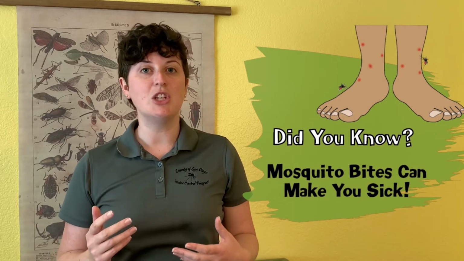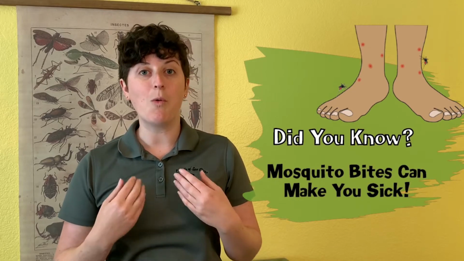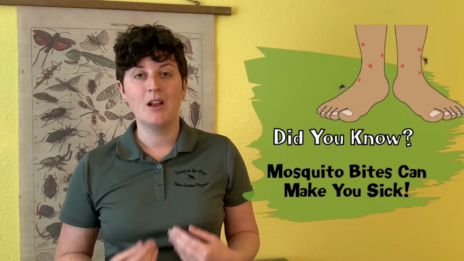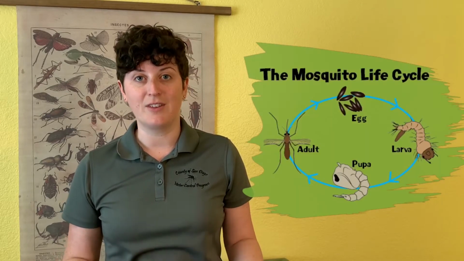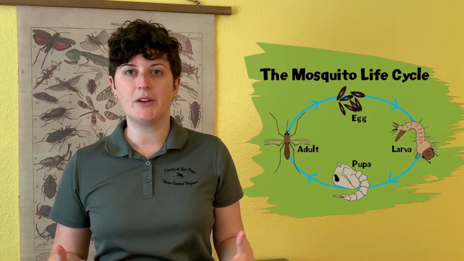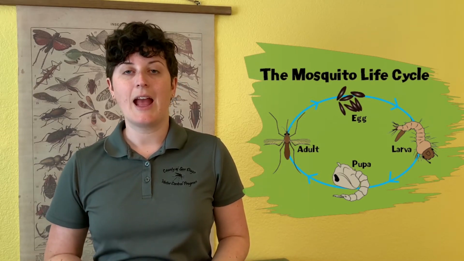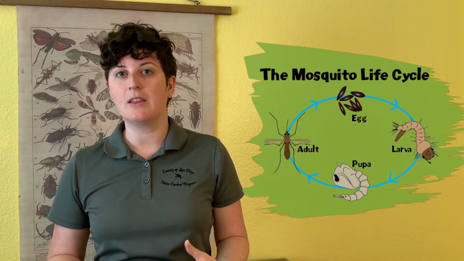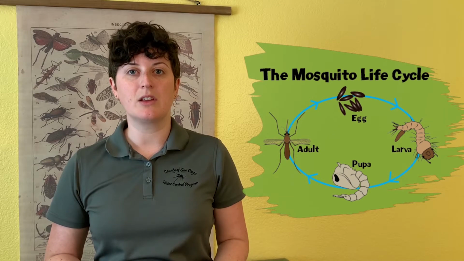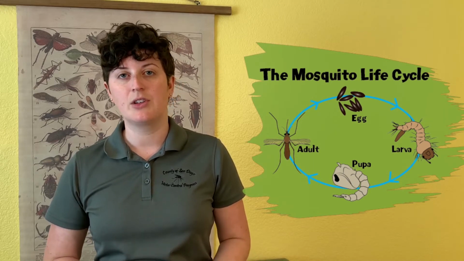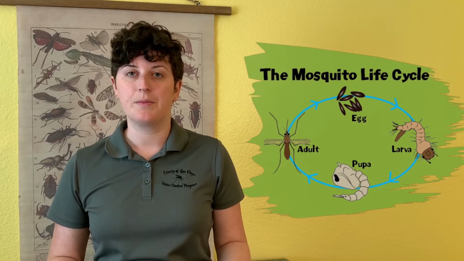So today I'm going to teach you all about how mosquitoes can spread diseases to people and what we can do to stop them. Starting at the beginning of the mosquito's life cycle. Mosquitoes have a similar life cycle to that of the butterfly. They start as an egg, hatch into a larva, which is like the caterpillar stage, and then turn into a pupa, which is like the cocoon or the chrysalis stage. And then they emerge as an adult mosquito.